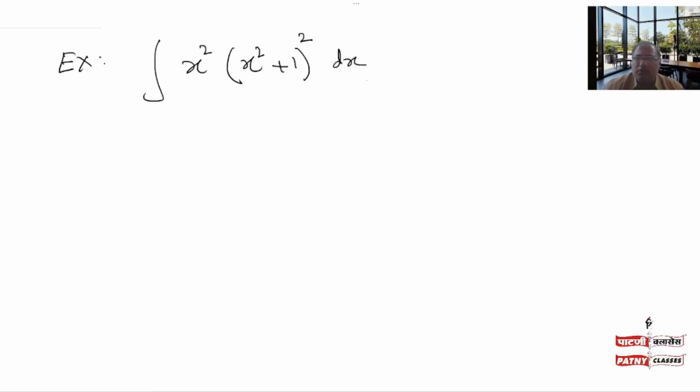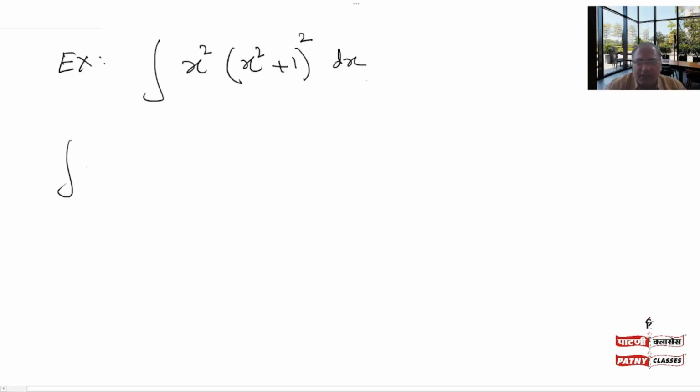Another example, integration of x square into x square plus 1 whole square. We have to do integration. How can we do it? Here direct substitution is not possible, because substitution will not help us. What we can do: first we expand the bracket here.